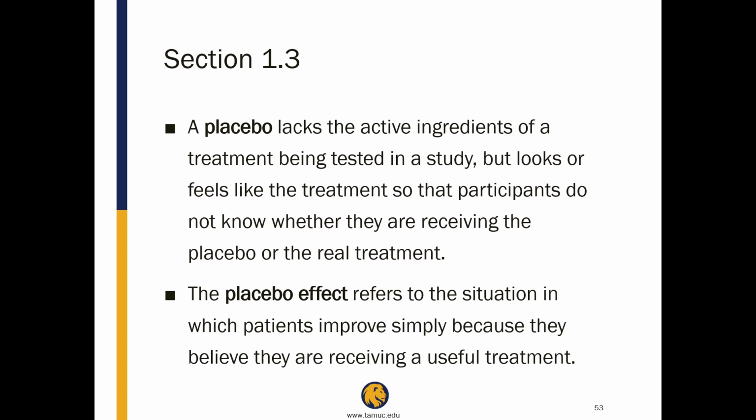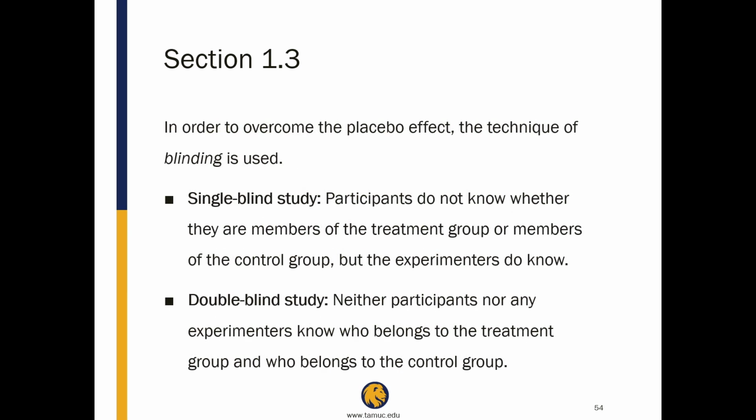And to go a step further, they need to also take into consideration who knows who gets their treatment and who knows who's not receiving a treatment, which gives rise to what's called blinding. So in order to overcome the placebo effect, we use what's called blinding, either single blind or double blind. In a single blind study, participants do not know whether they are members of the treatment group or members of the control group. But the experimenters, the people who keep track of things, they do know who's part of which group.